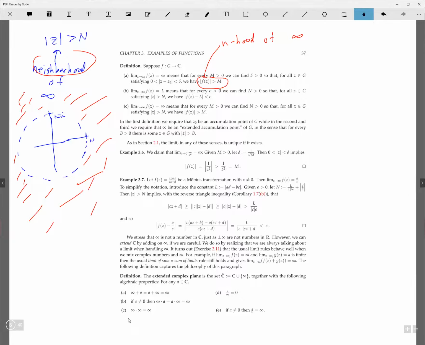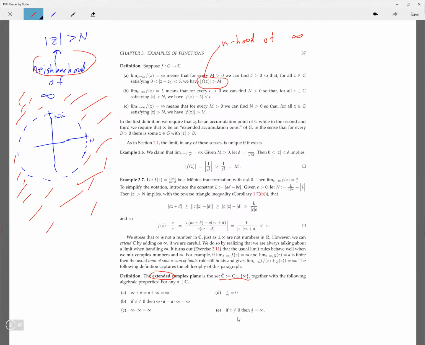And then infinity has these properties. With the point infinity, it's called the extended complex plane, which is the union of the complex plane with infinity. And then these are the properties. If you add infinity to any finite point, you're going to get infinity. If you take something times infinity other than 0, then you're going to get infinity. Infinity times infinity is infinity. A divided by infinity is 0. You divide by infinity, you get 0.